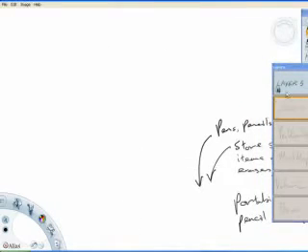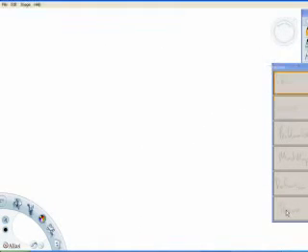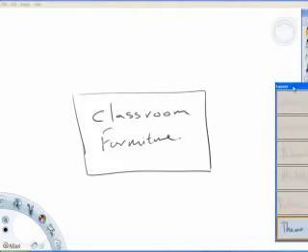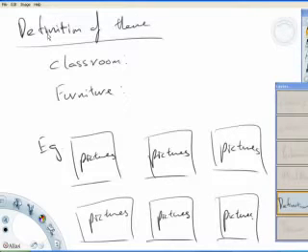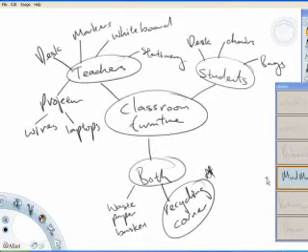For homework, I will need you to do the following. Start off on the first page to write down the theme in your sketchbook, your journal. Write down classroom furniture, followed by the definition of theme. Write down the definition of the theme on the top left hand corner. Search on the internet what is the definition of classroom. Search on the internet what is the definition of furniture, followed by some pictures that you find on the internet that describe what you understand as classroom furniture.